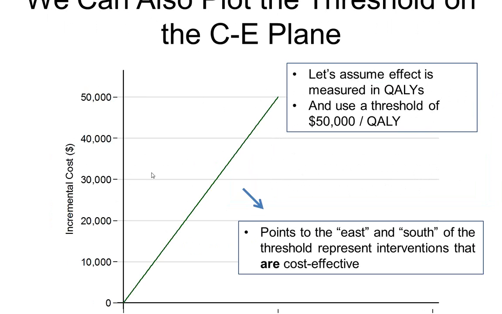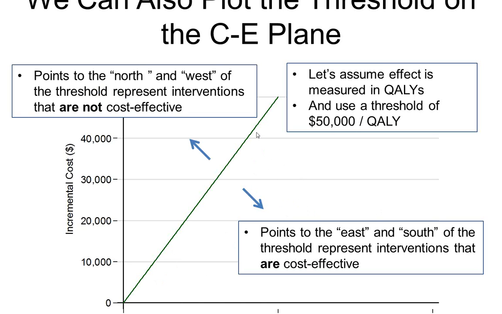And so this line really now divides this plane into two. So the points that are to the east and to the south of this line now represent interventions that are cost effective, meaning that any slope from the origin to any point here would have a slope or an ICER that's less than $50,000 per quality. Conversely, points to the north and west of the threshold represent interventions that are not cost effective.